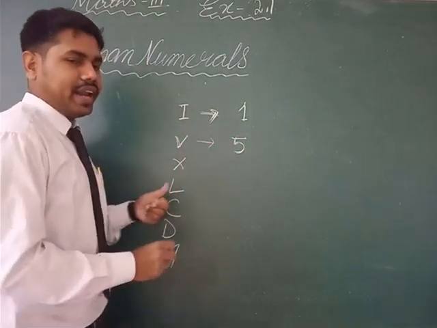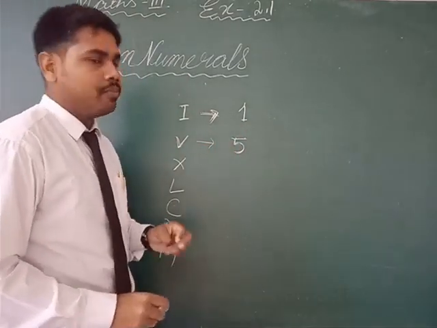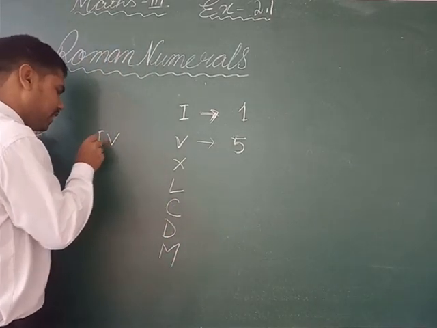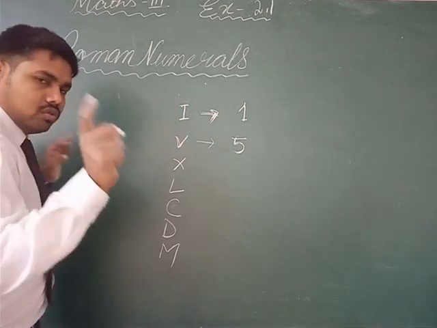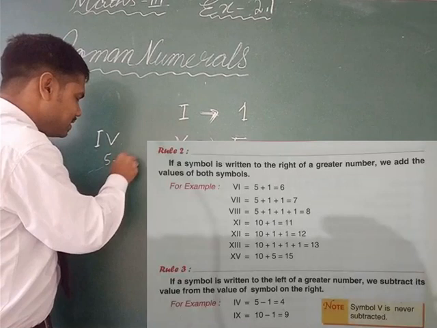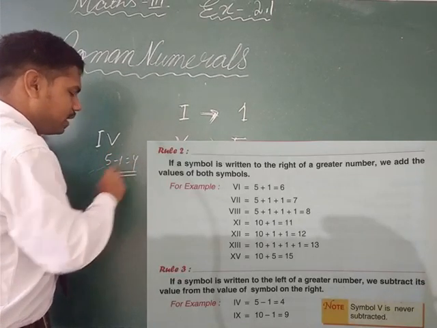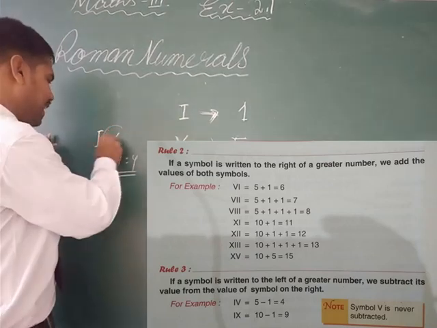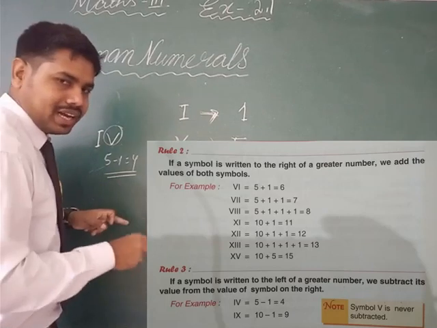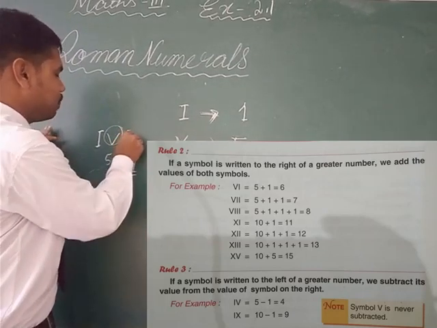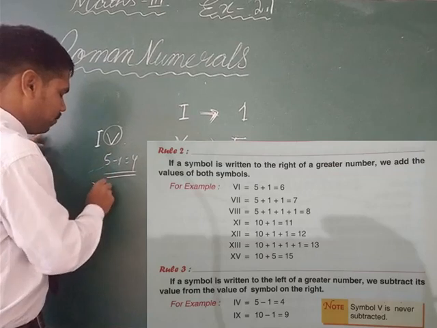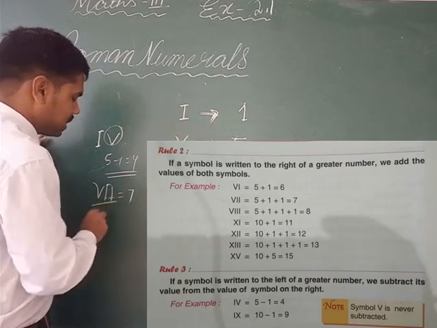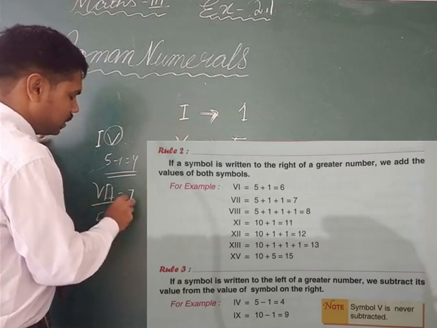I mean, we will write V for 5, and we subtract whatever I write before it. If I write I before it, that means 1 minus. So 5 minus 1 is 4. This is how it becomes 4. Any letter we write before it will be subtracted. And if I write after it, then it will be added. For example, VII means 5 plus 2 is equal to 7.